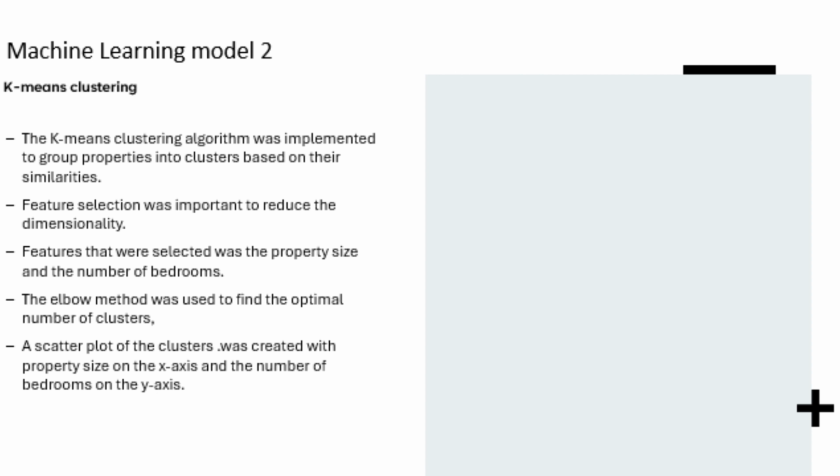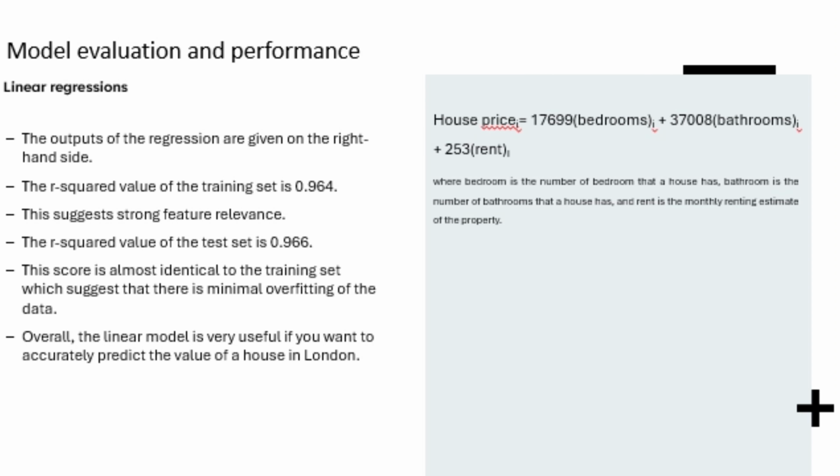bedrooms on the y-axis. The outputs of the regression are given on the right-hand side, with the weights of each explanatory variable being displayed. The results show that on average, having an extra bedroom increases the value of the property by around £17,500, and having an extra bathroom increases the value by £37,000, and an extra unit increase in the monthly rent is associated with an increase in the property value by £253.